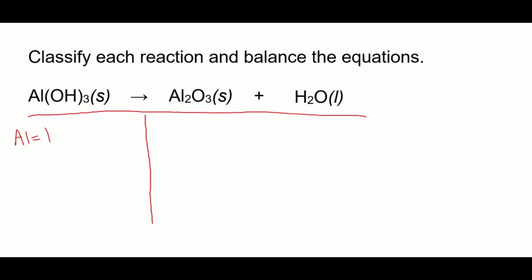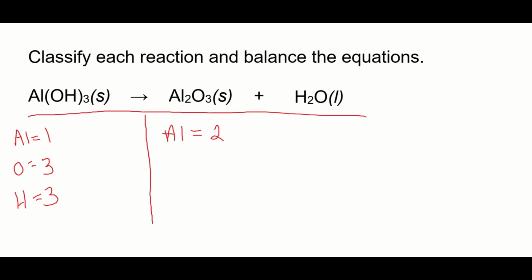I have one aluminum. Now, normally I would keep the hydroxide together, but I noticed there isn't another hydroxide on the other side. There's a hydroxide you can say in the water, but I'm not going to force the issue. I'm just going to write these separate. There's 3 oxygens and there's 3 hydrogens. I'm going to see the same elements on the product side.